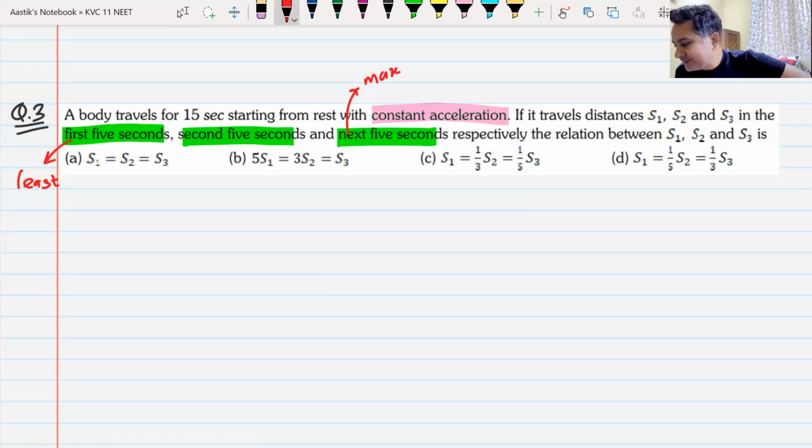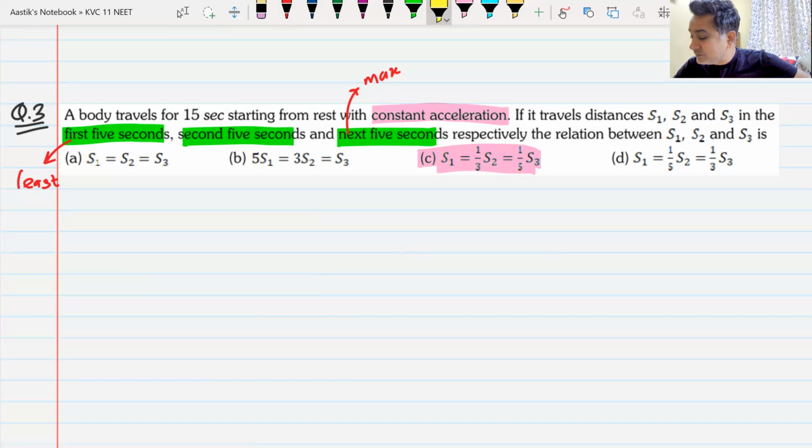Now you can tell me the answer without even solving anything. In the first 5 seconds, it will be traveling the least. In the last 5 seconds, because it is constant acceleration, it will travel the maximum. S1 is least, S3 is most. I don't have to solve anything. I can say the answer straight away, and the answer is going to be option C. S1 is the smallest, then it is S3, and then it is S5. Do we understand this?